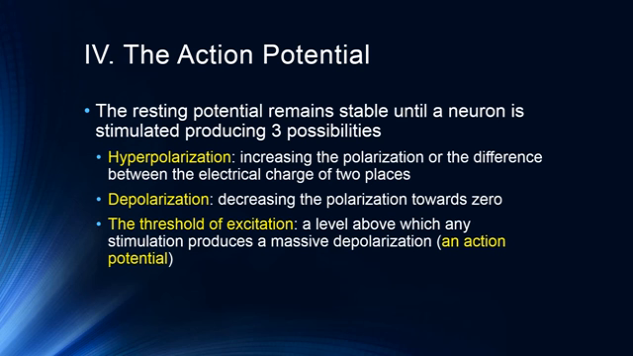So the resting potential remains stable until these things happen. The threshold of excitation is the level above which any stimulation will produce a massive depolarization. So the cell has to be depolarized past the threshold of excitation, and that will then cause a massive depolarization, which is an action potential. So depolarization makes an action potential more likely. Hyperpolarization makes an action potential less likely, because hyperpolarization is moving us away from the threshold of excitation, whereas depolarization is moving us towards the threshold of excitation, towards generating that action potential.